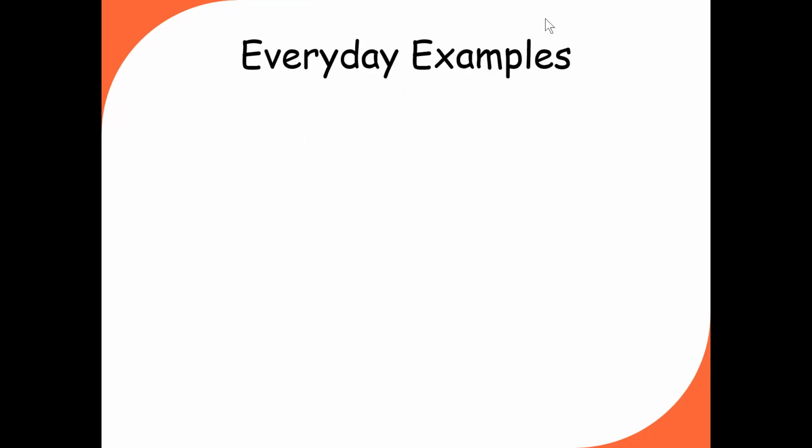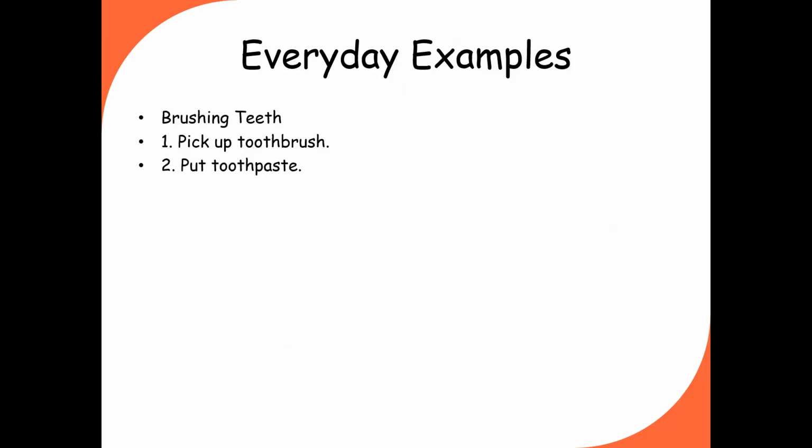In everyday examples, we will take brushing our teeth as another example. To brush our teeth, first we need to pick up the toothbrush. Second, put the toothpaste. Next, brush our teeth. Fourth, rinse with clean water. And we can then smile. Don't forget to take back the toothbrush to where you picked it for future use.